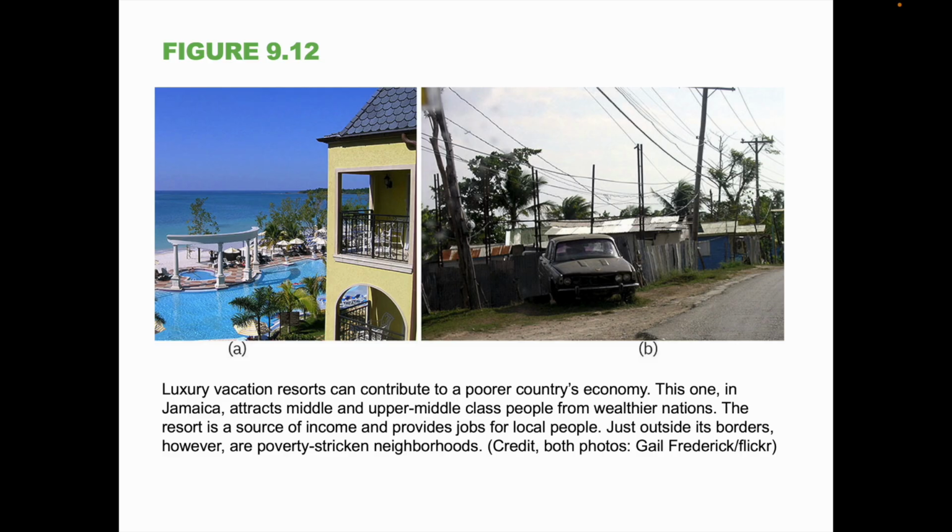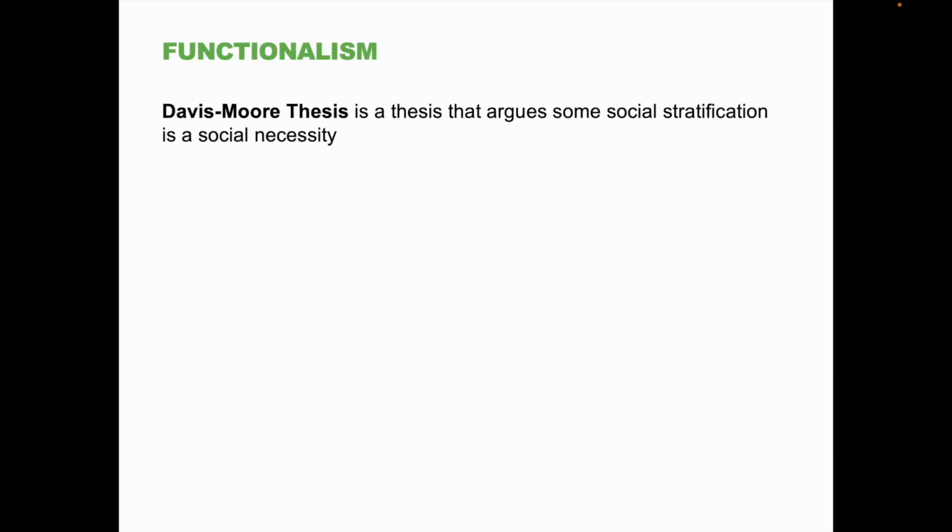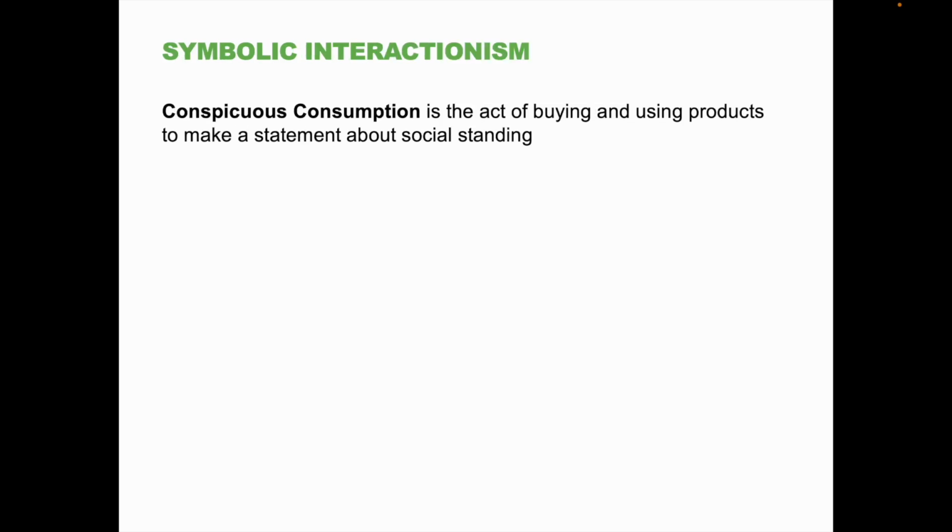Figure 9.12. Luxury vacation resorts can contribute to a poorer country's economy. This one, in Jamaica, attracts middle and upper middle class people from wealthier nations. The resort is a source of income and provides jobs for local people. Just outside its borders, however, are poverty-stricken neighborhoods. Functionalism. The Davis-Moore thesis argues that some social stratification is a social necessity. Symbolic interactionism. Conspicuous consumption is the act of buying and using products to make a statement about social standing.